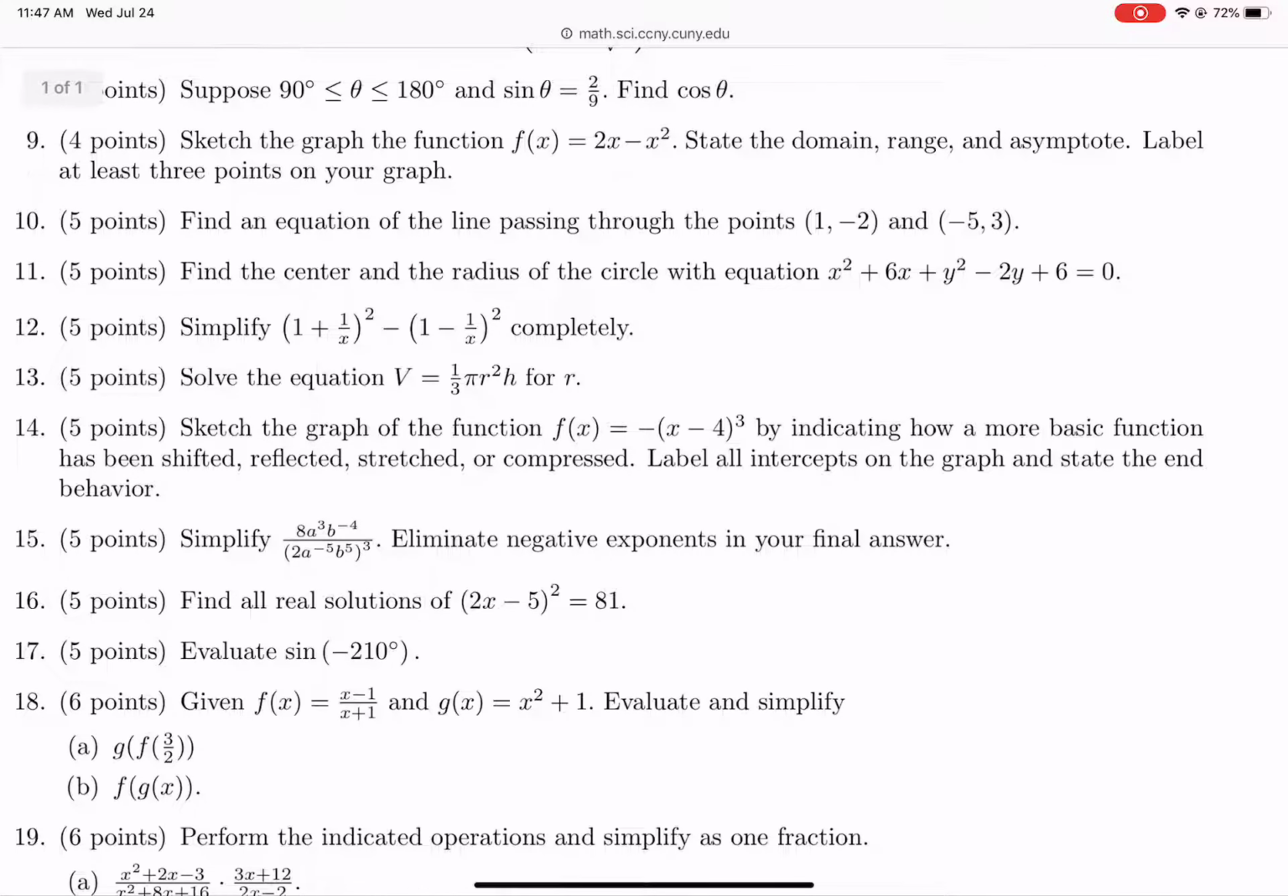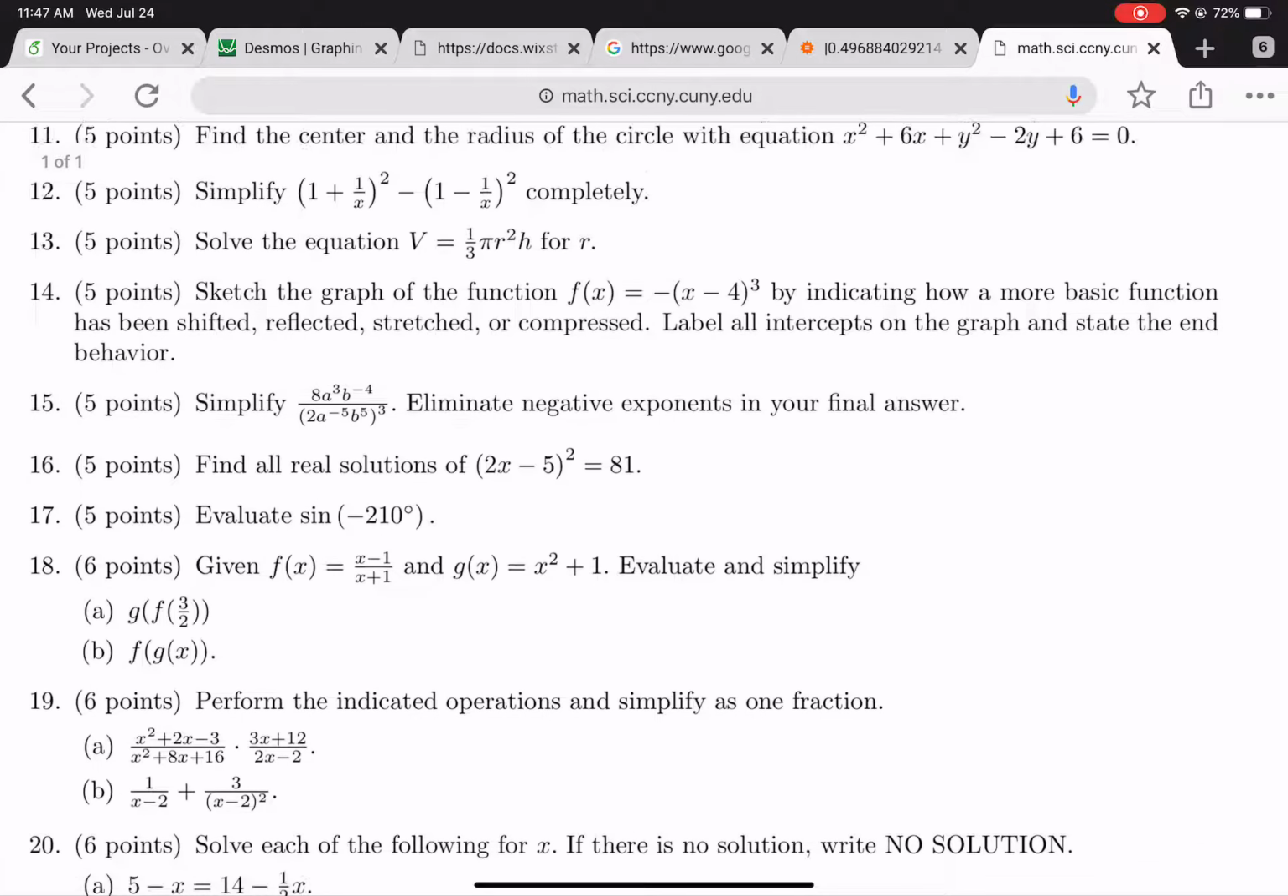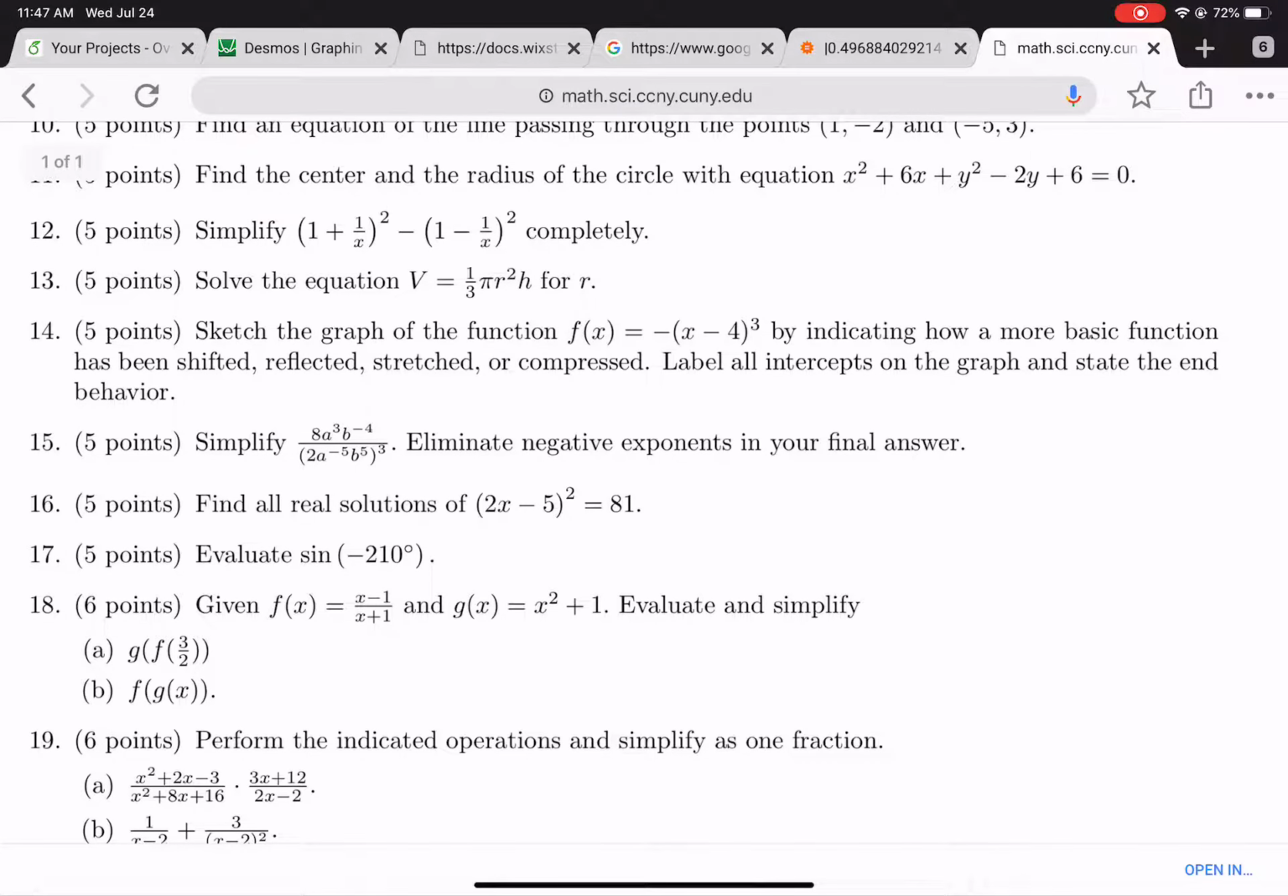Take a look at number 17. Do we know how to evaluate sine of negative 210? We pull the negative out, right? And then we have negative sine of 210. The identity that I gave you might be useful there. And then you find the reference angle of 210. 210 will be in the third quadrant, and sine there will be, so you can figure out how to do it.